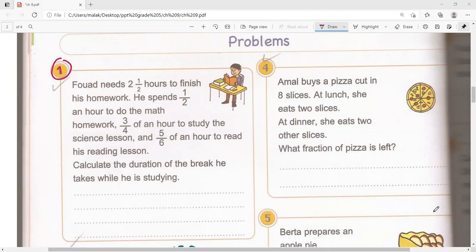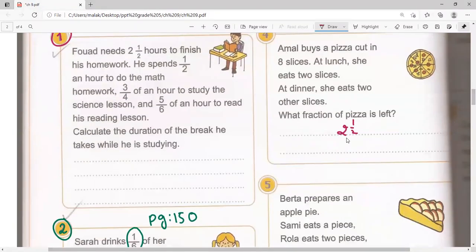Okay. We will find the duration of the break. Before we start finding the duration of the break, let's check how many hours he takes to do the math homework, study the science lesson, and read his reading lesson. So let's draw a figure here. Its total time is 2.5 hours.